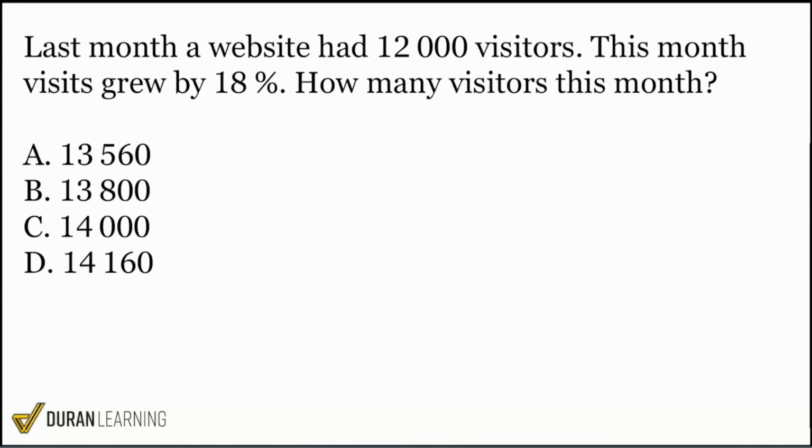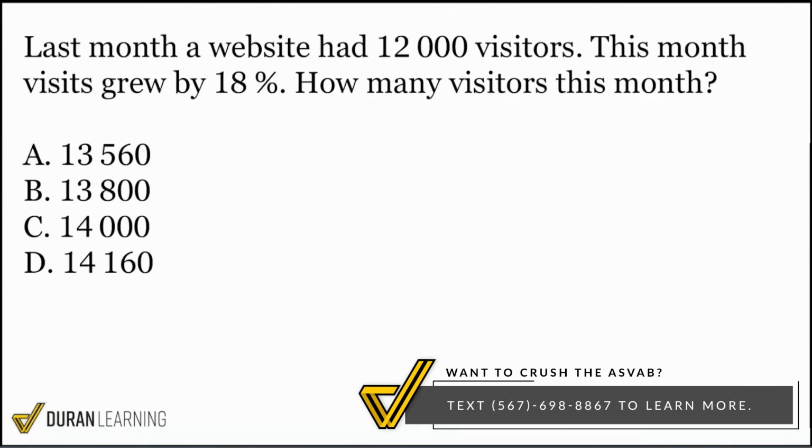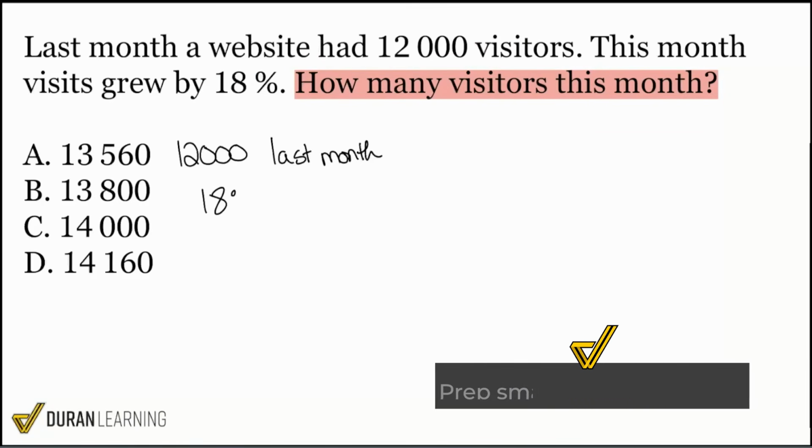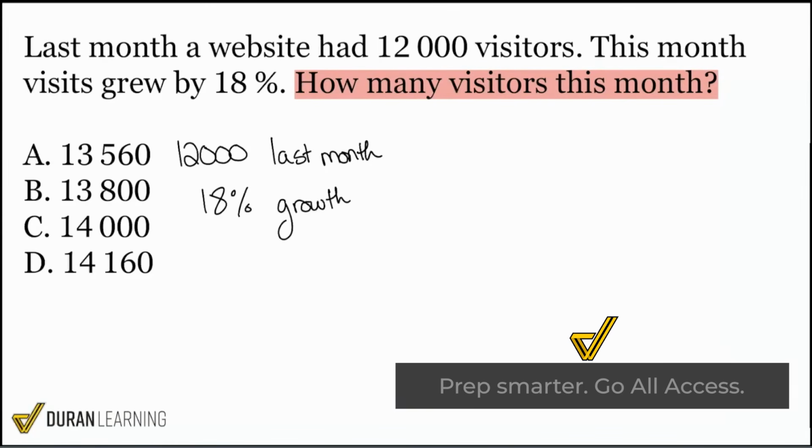So let's take a look at this new one here. So the question sentence reads, how many visitors this month? So specifically, how many visitors this month? Okay, sounds good. So when we take a look at the information that we have, we see that it says, last month, the website had 12,000 visitors. Okay. So I'll just say 12,000 visitors last month. Okay. And then it says this month, the visits grew by 18%. So I'm going to say 18% growth. Okay. Perfect.